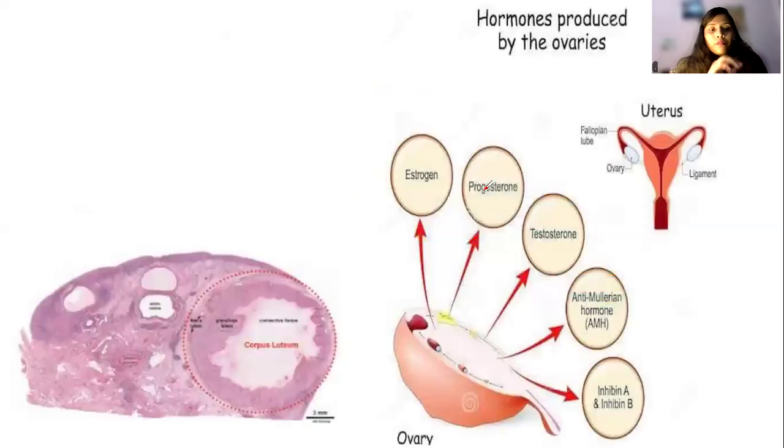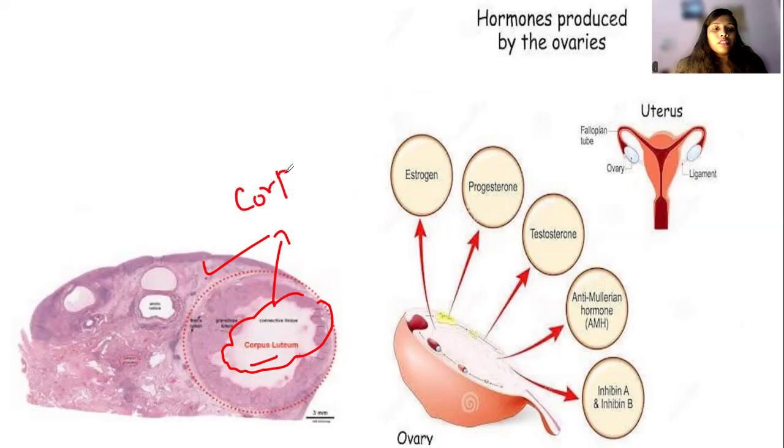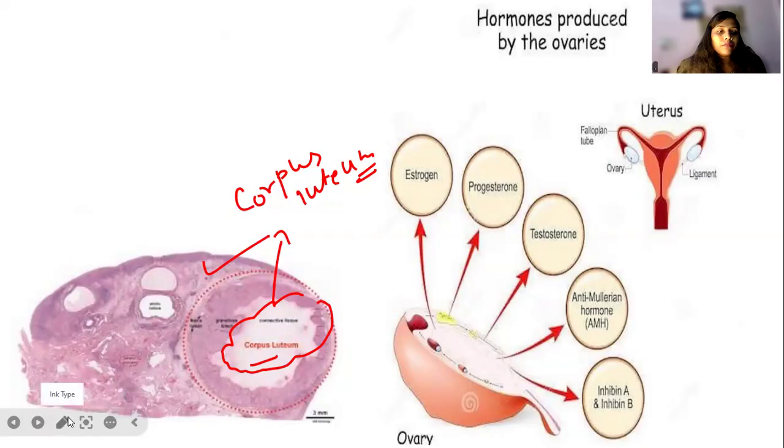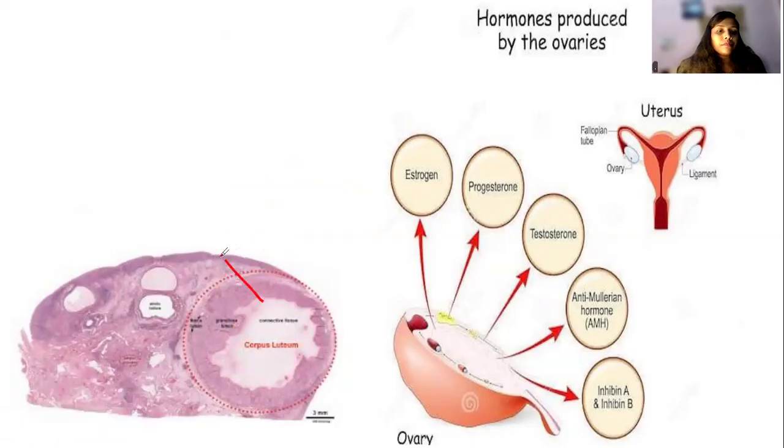Let's start. Again, we'll go back inside the ovary. In the ovary, after release of the ovum, this is turned into like this, and this is known as the corpus luteum. Now, what does the corpus luteum secrete? The corpus luteum, dear, secretes three main hormones. Number one, your estrogen. Number two, your progesterone.